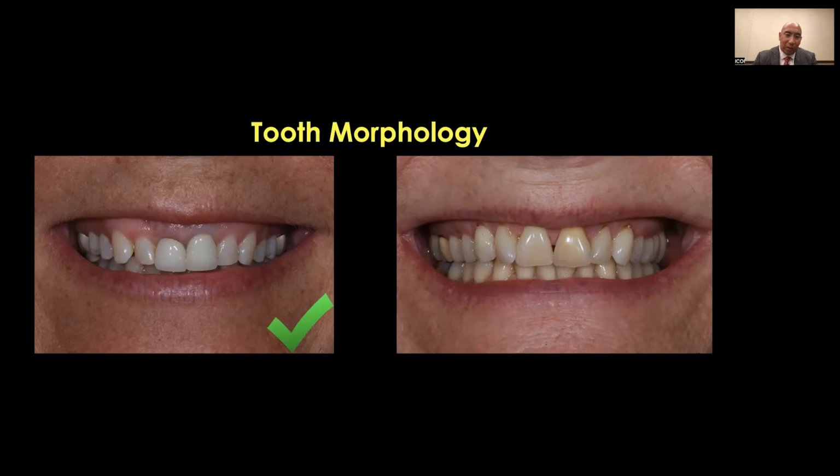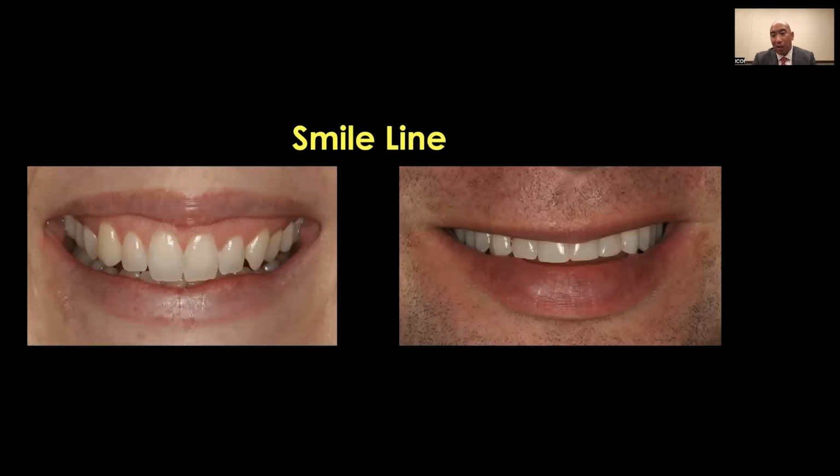The other thing that we look at besides tooth morphology is the smile line. When patients smile, some of these patients can show a whole lot of gum line, right? They have really, really gummy smiles like the patient on the left. So we want to avoid that patient as much as we can and choose the guy on the right who has a low smile line. That's going to make our lives a whole lot easier.